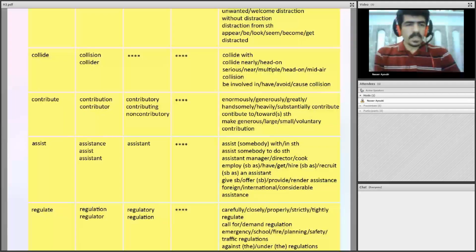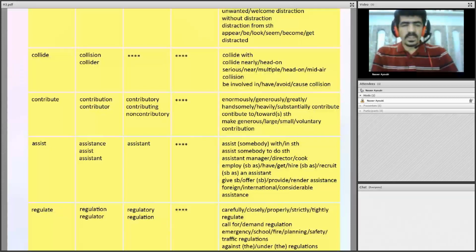Okay, let's move to the next one. Contribute. Contribute means help or have a share. Contribution, contributor. A contributor is somebody who gives money, help, ideas, etc. Contributory, adjective, means being one of the causes of a result.